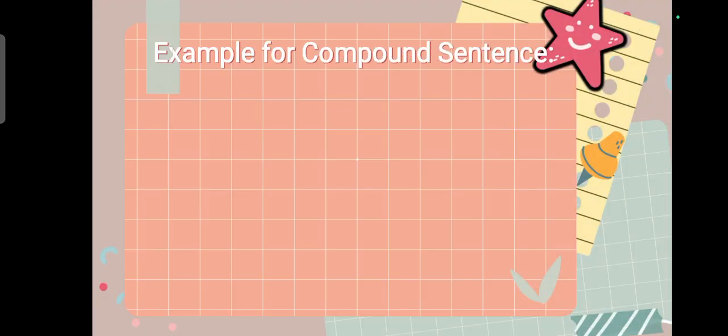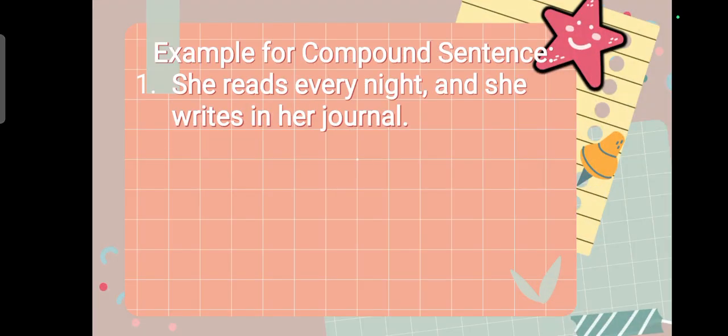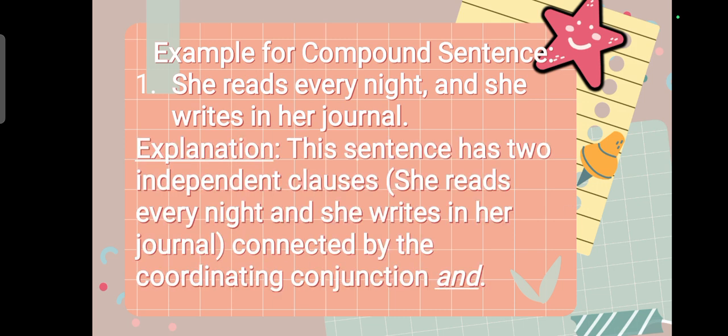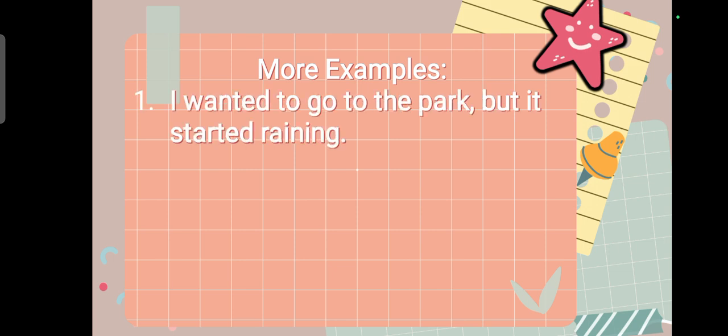Okay, so here is the example. She reads every night and she writes in her journal. So this sentence has two independent clauses. The first one, she reads every night. The second one, she writes in her journal. And connected by the coordinating conjunction and. Okay, more examples. I wanted to go to the park, but it started raining.